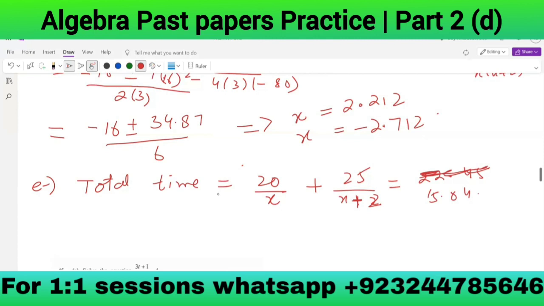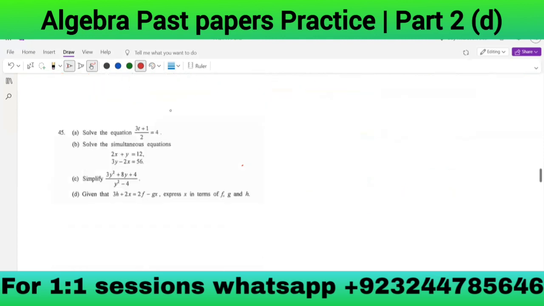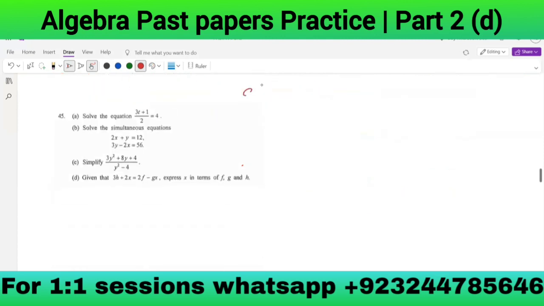Okay, anyways. Solve the equation 3t plus 1 is equal to 4 times 2, which is 8. So 3t is equal to 8 minus 1, 7. T is equal to 7 by 3. Question number 2, part B: 2x plus y is equal to 12. Solve the simultaneous equations.